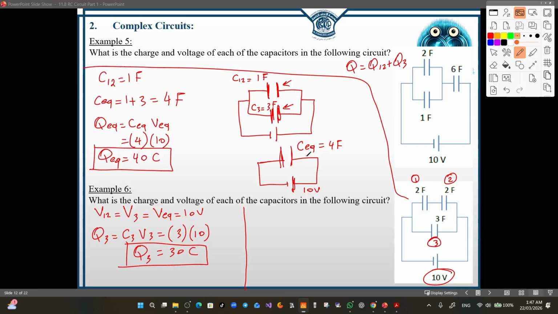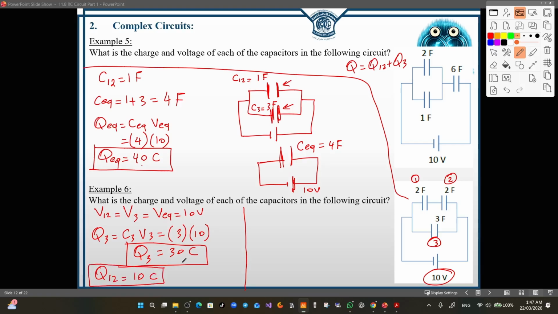Now the equivalent will store a charge of 40. Part of this charge will go to the C3, and the remaining part will go to the C12. The charge in the C3 is 30, so the remaining will be 10 coulombs. So Q12 is 10 coulombs.